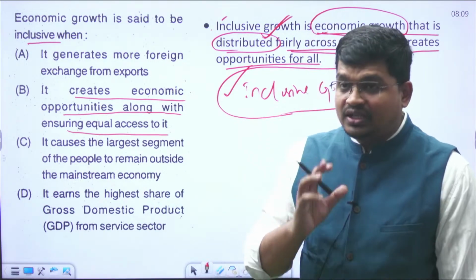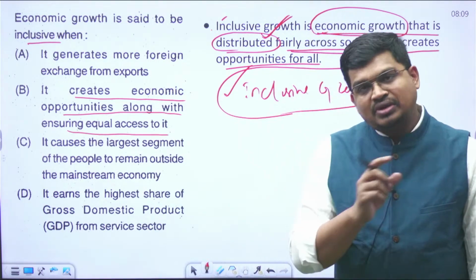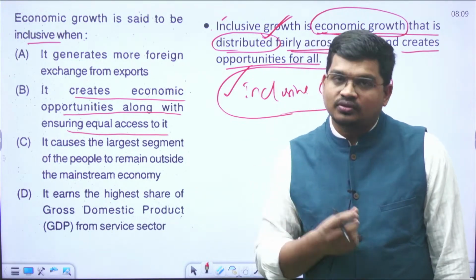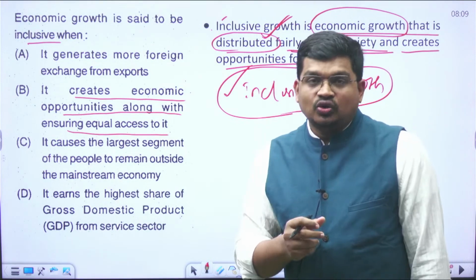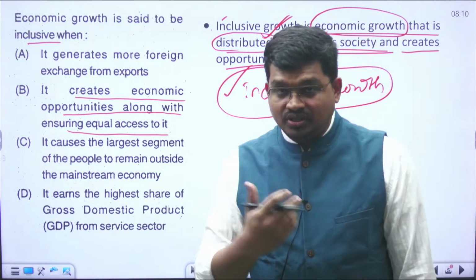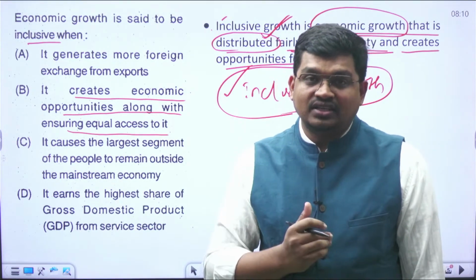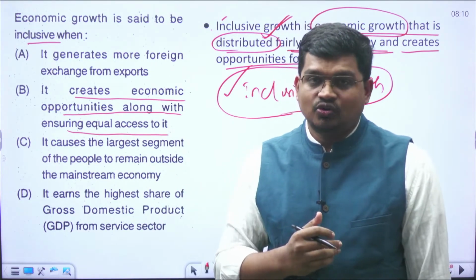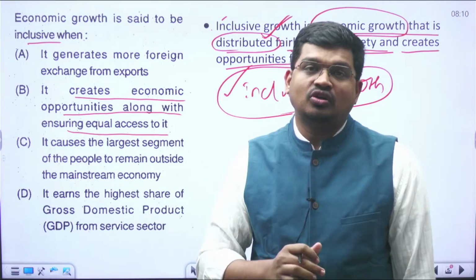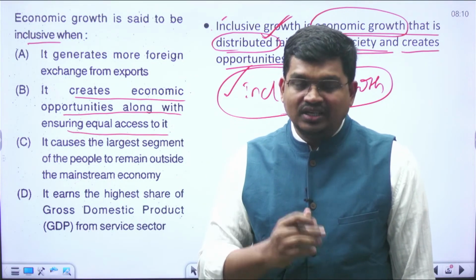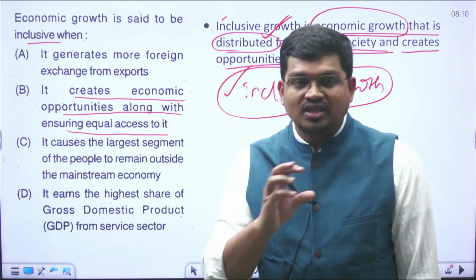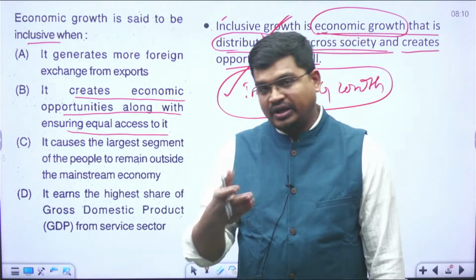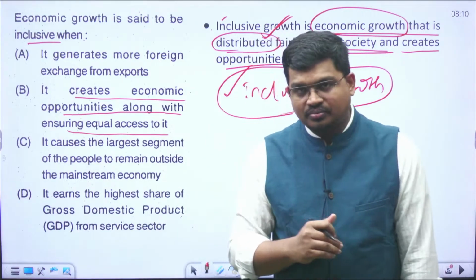And again, let me tell you, the economic development concept came earlier. Then what is the need for inclusive growth? The economic growth we achieved till 1990, and after 1990, we have seen basically two phases of the economy. Till 1990, we saw the dominance of the public sector, and after 1990, we have seen the dominance of the private sector under the LPG reform.